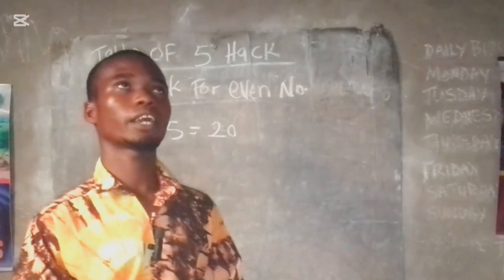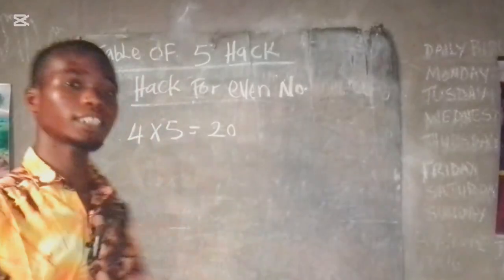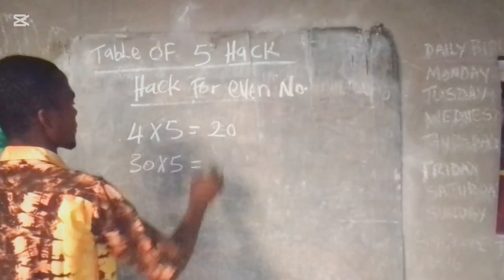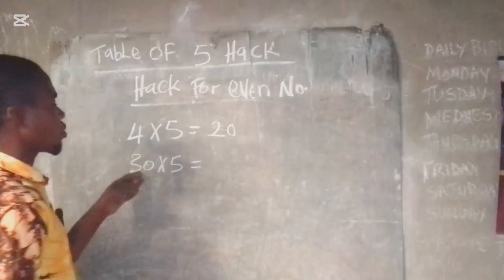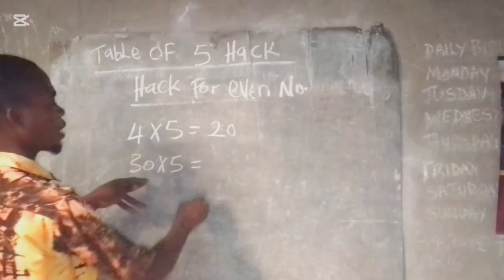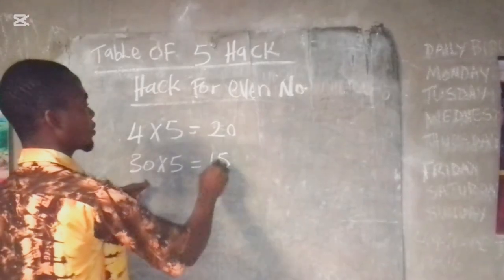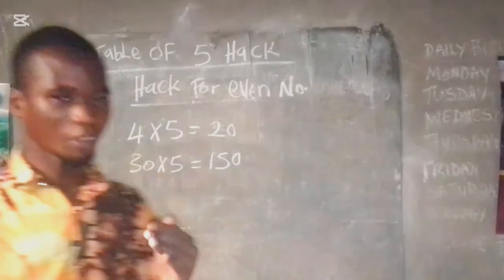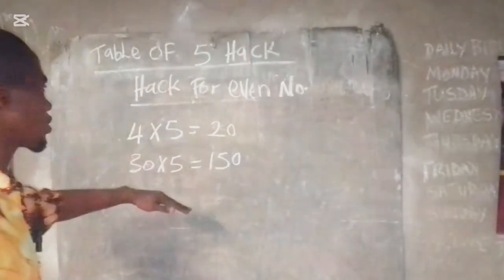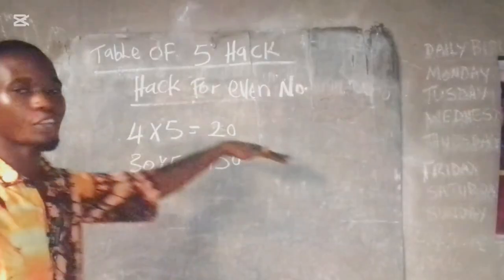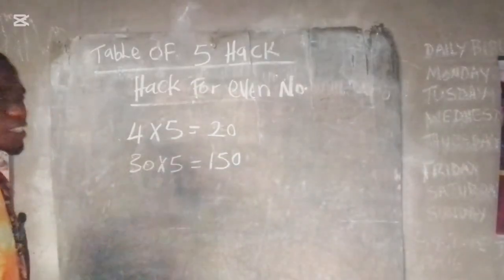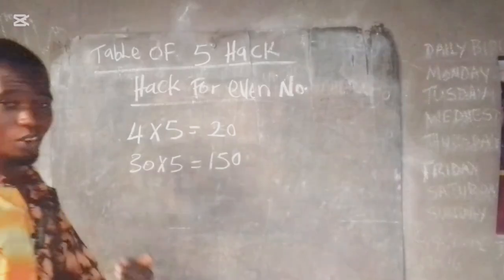Let's try another example like 30 times 5. 30 here is an even number. Half of 30 is 15. What will I do again? I add 0 to it. That is it. Are you seeing the trick now? So this is the trick for even numbers. Half the even number, add 0 to it, and that is the answer. You can check this with your calculator to see if I'm correct.